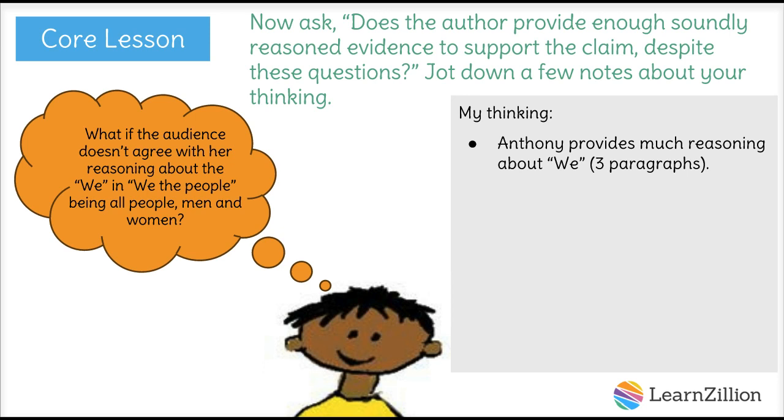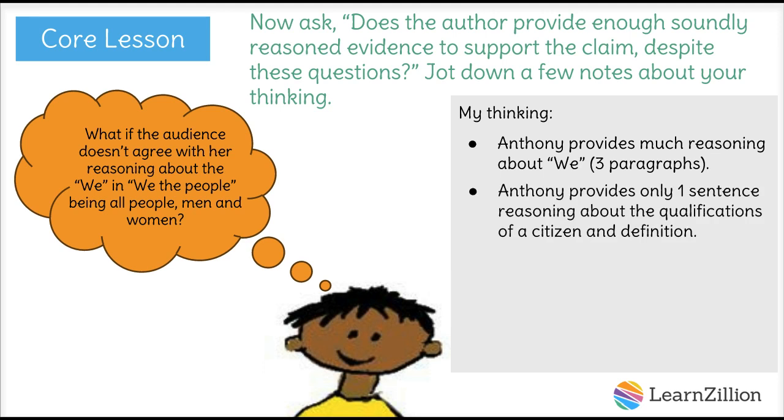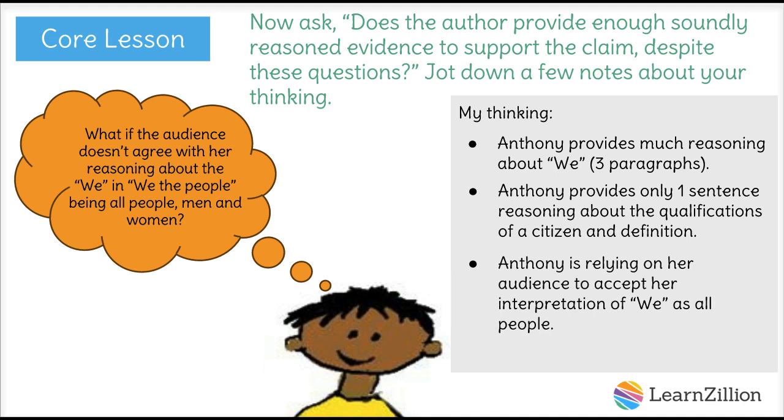1. Anthony spends a great deal of time reasoning about we, about 3 paragraphs. 2. Anthony says only one sentence reasoning about the definition of a citizen. 3. Anthony is really relying on her audience to accept her interpretation of we as all people. And 4. So I'm back to my question. What if they do not? I really feel that Anthony hasn't provided enough reasoning about her other piece of evidence to outweigh this question.